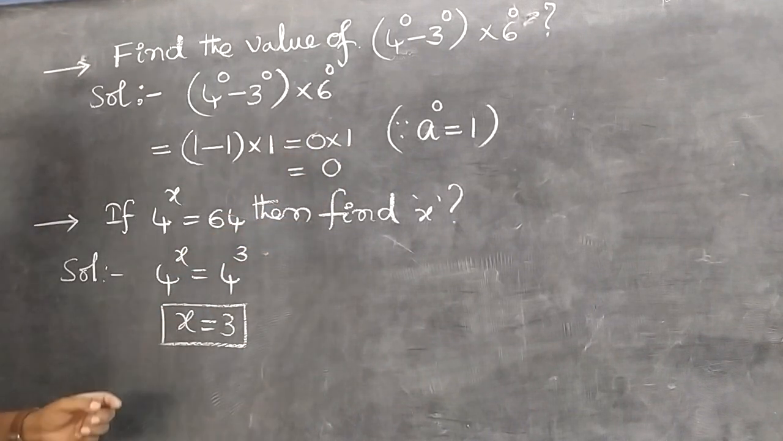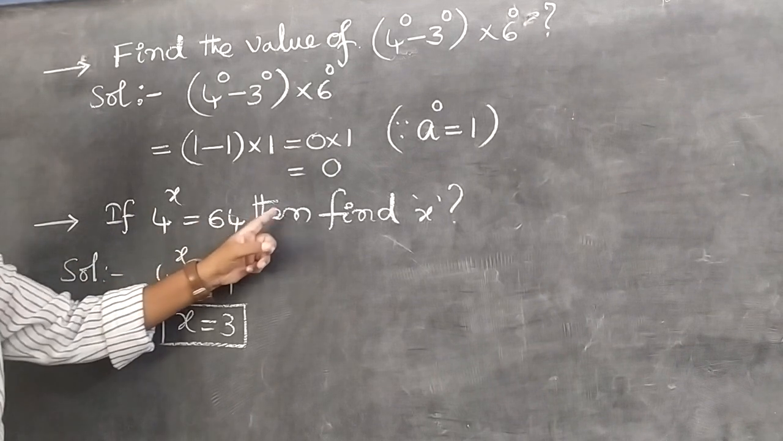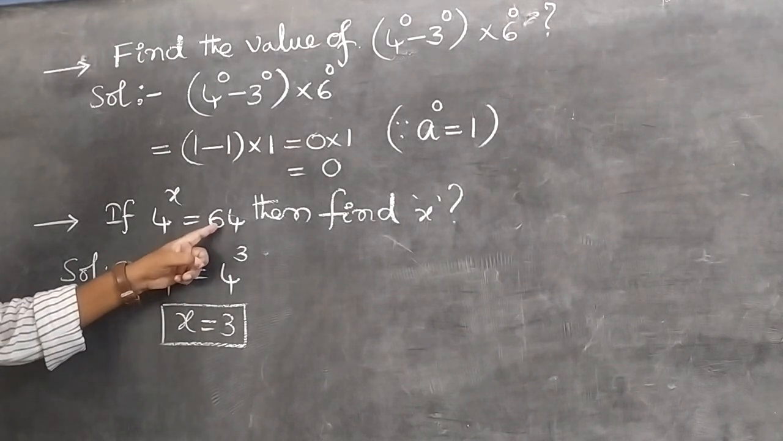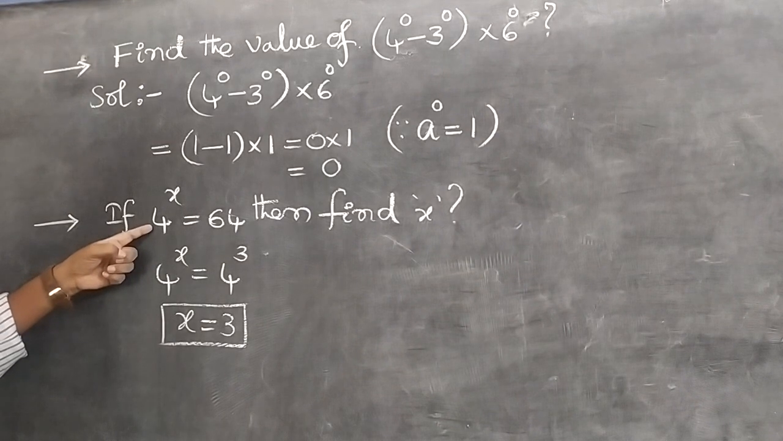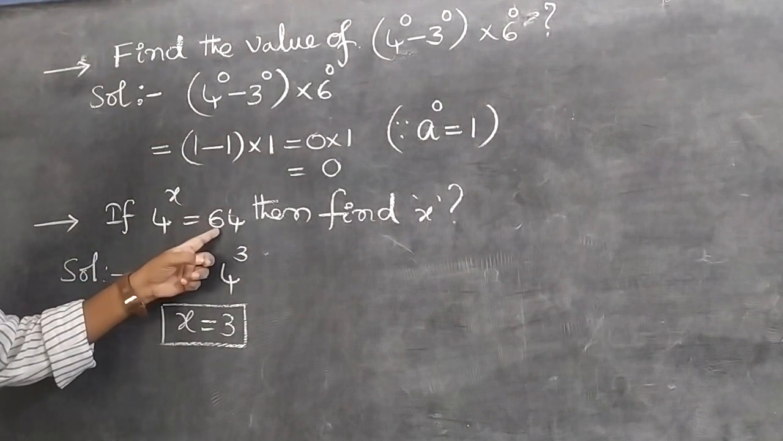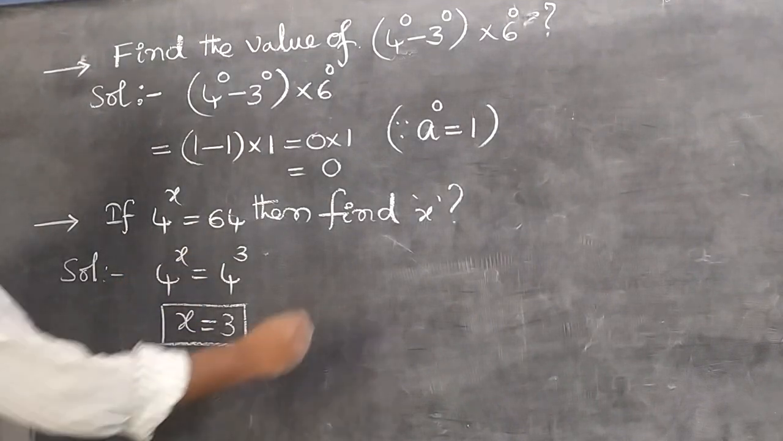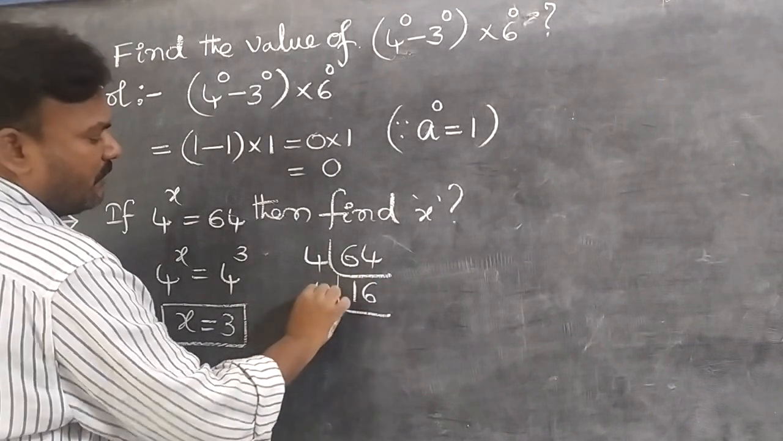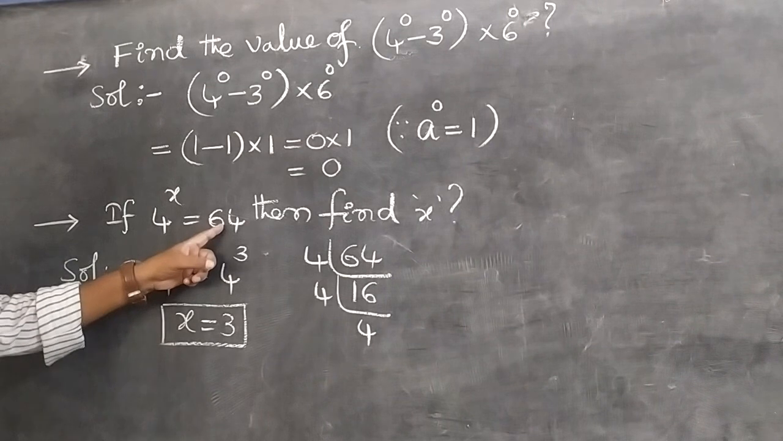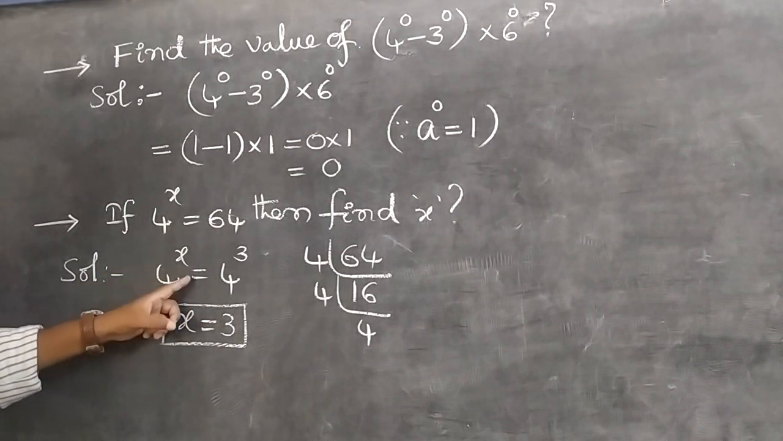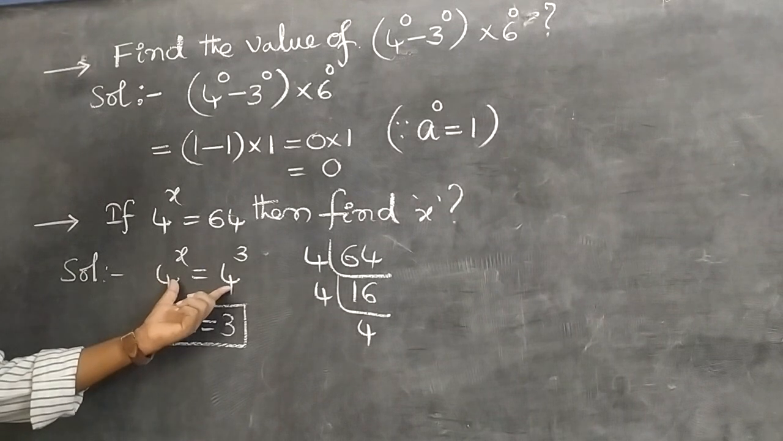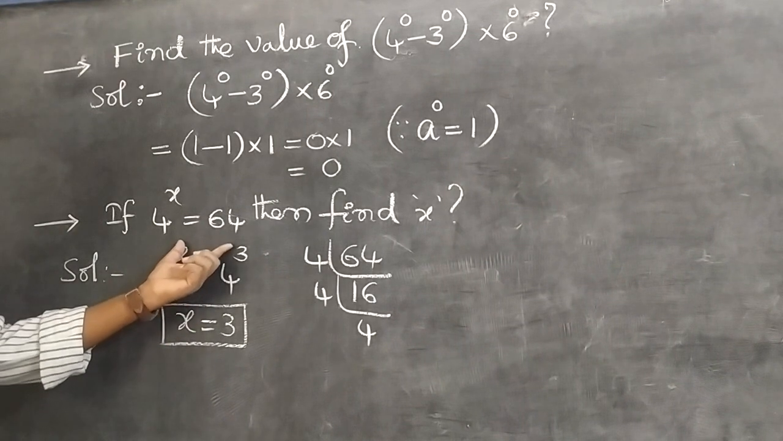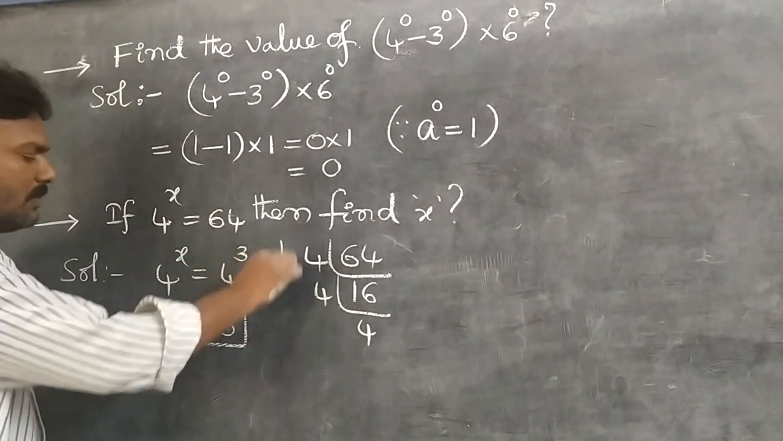Next, let's go for another problem. If 4 power x equals 64, then find the value of x. Observe the left side: the base is 4. Can 64 also be expressed with base 4? Is it possible or not? Check it. 4 ones are 4, 4 fours are 16, and 4 sixteens are 64. So 64 can be expressed as 4 cube. So 4 power x equals 4 cube. Here the two terms are equal and the bases are also equal. So if two terms are equal and bases are equal, exponents must be equal. Then x equals 3.